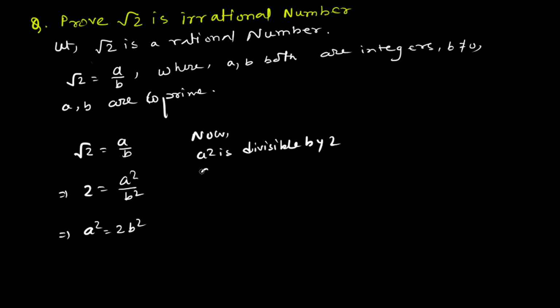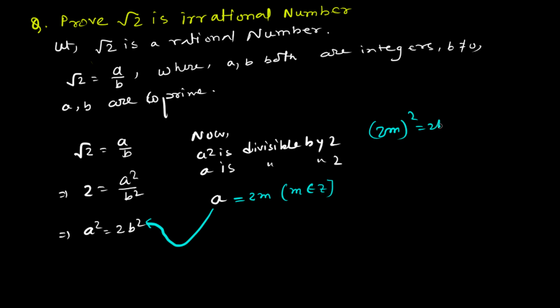And if a is divisible by 2, you can simply take a equals twice m, where m belongs to the set of integers. That means m is an integer. And we are going to replace that a here. So it will be (2m) whole square equals twice b square. From here you can definitely write b square equals 2m square. That's what we have: b square equals 2m square.